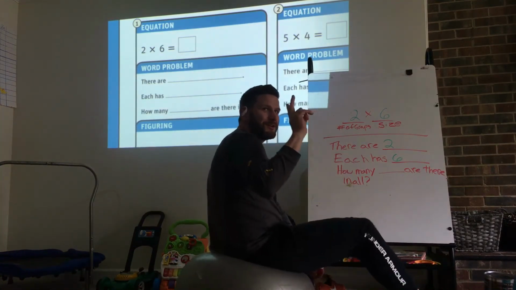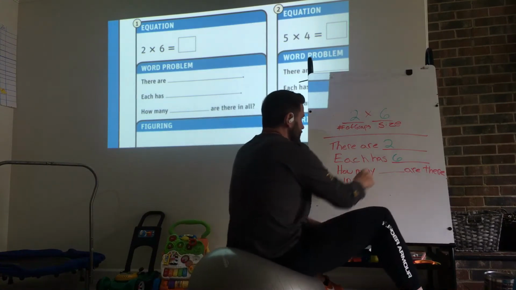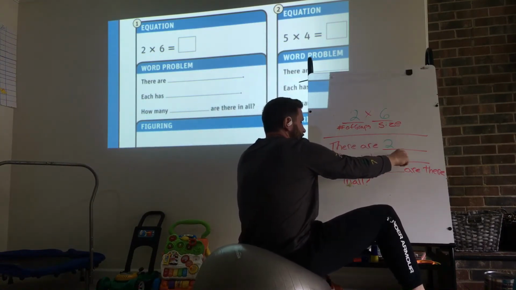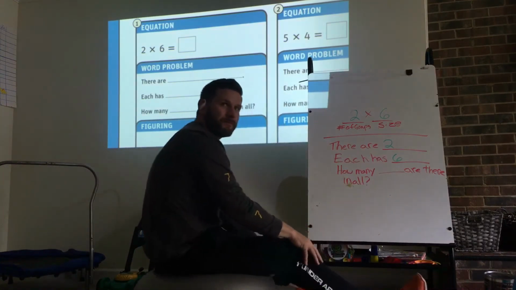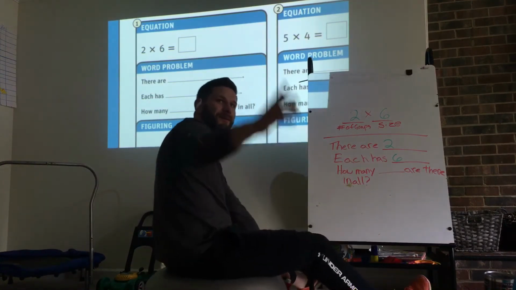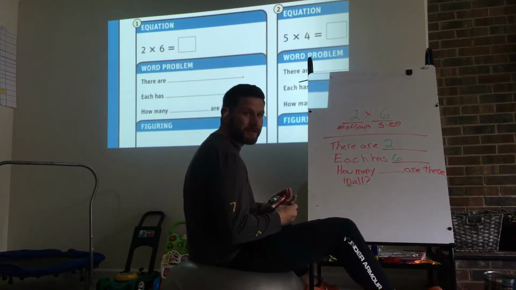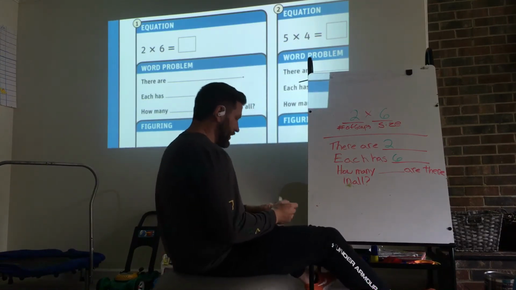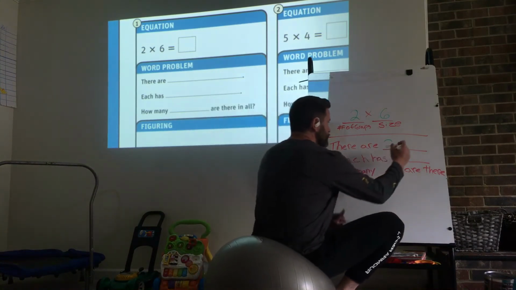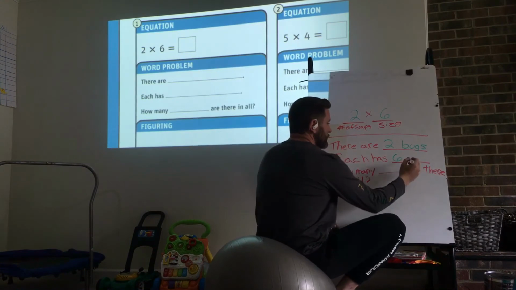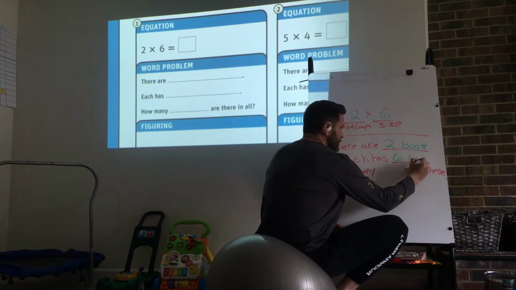What is 2 of 6 of something? Think of something, 2 of something, and each of them have 6. A spider, awesome. Or a bug. All right, we'll say a bug. Great. Those bugs have 6 legs. And so 2 bugs have 6 legs. Awesome job. So 2 bugs, and then each of them have 6 legs.